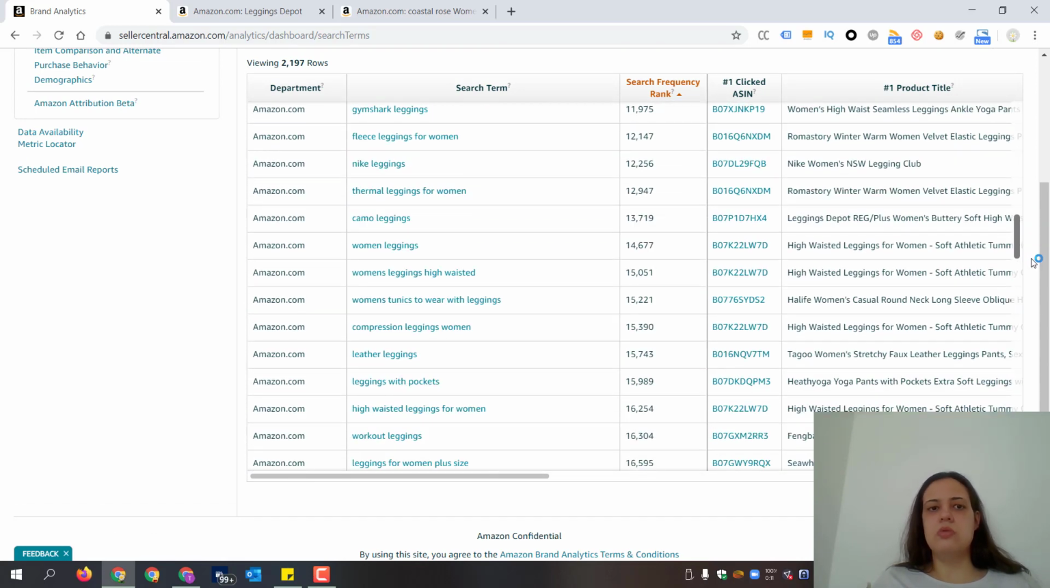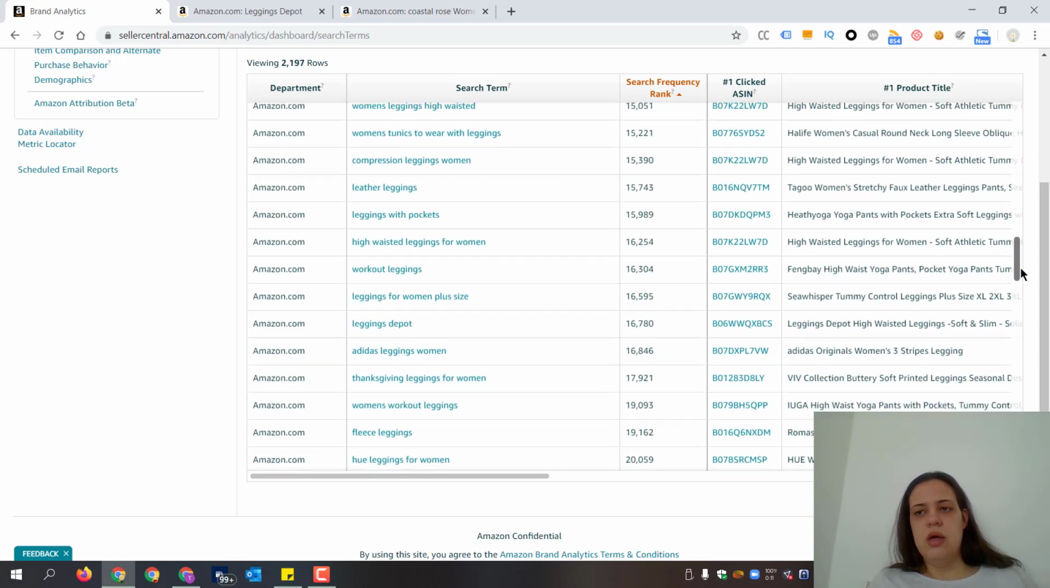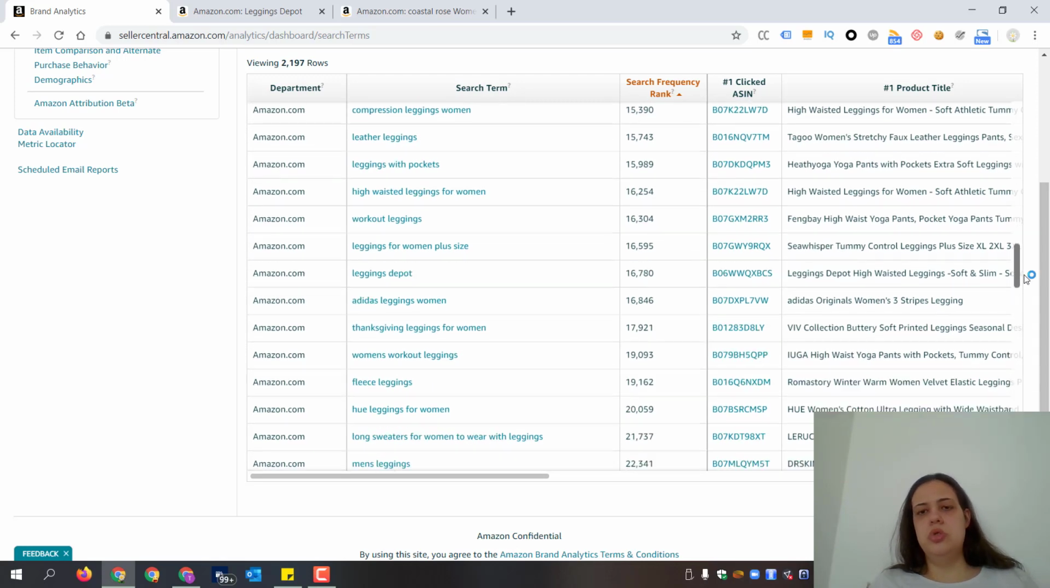We have 2,000 rows, but you understand the logic behind it, because there are a lot of variations for your product that you might not have thought about before. And this search terms report gives you confirmation of how popular that specific variation is. So you can now use external tools like Helium 10 and search for the search volumes to see how popular this specific search term currently is.